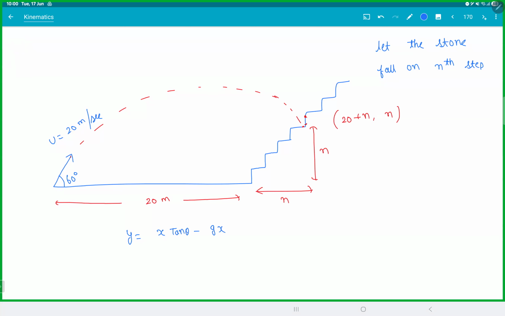You can use x is u cos theta t, y is u sin theta t, but you'll get the equation of trajectory only: y = x tan theta minus g x square by 2 u square cos square theta. There, you know everything. So y coordinate is n, x coordinate is 20 plus n. Numbers are bad. Tan 60 is root 3, g is 10, x square is (20 plus n) whole square, by 2. u square is 400 and cos square theta is 1 by 4. Yeah, you can simplify this. You'll get n's answer. Leave it here.